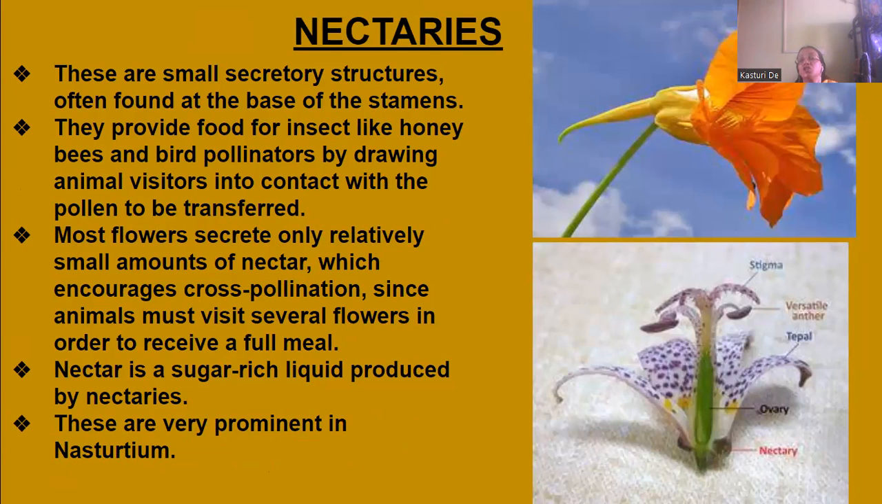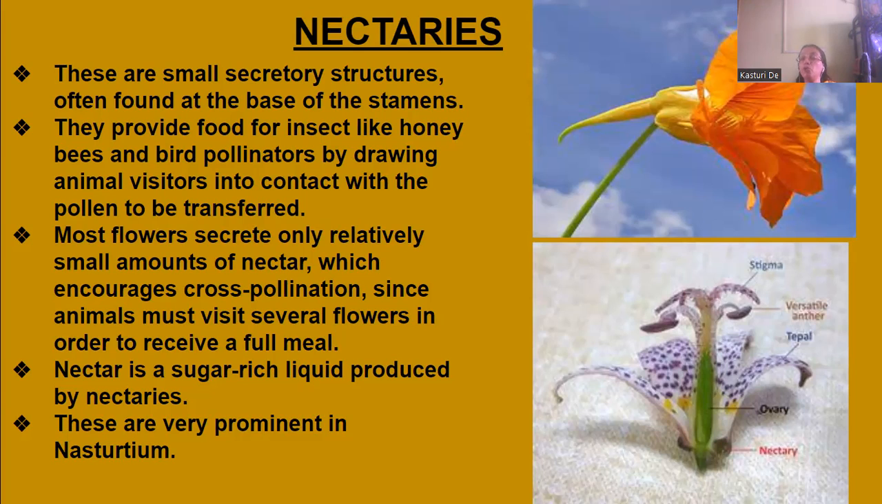Nectaries are small secretory structures. They secrete what? They secrete nectar, from which the bees, the honey bees, collect the nectar and form honey. Okay? So these are small secretory structures often found at the base of the stamens. At the base of the stamens, these nectaries are found. Nectaries are nectar producing glands, you can say.